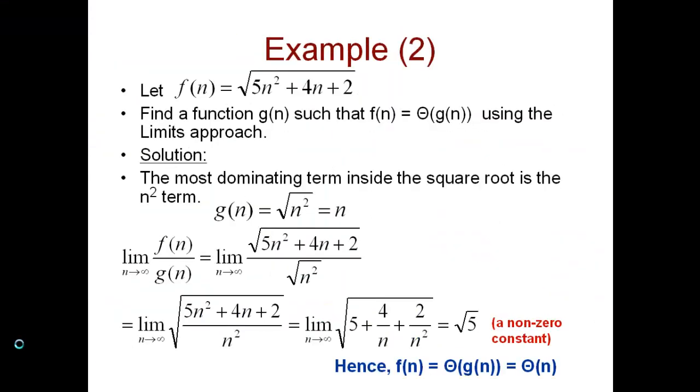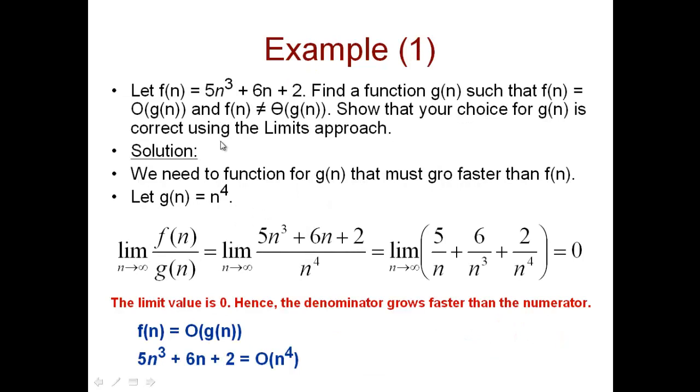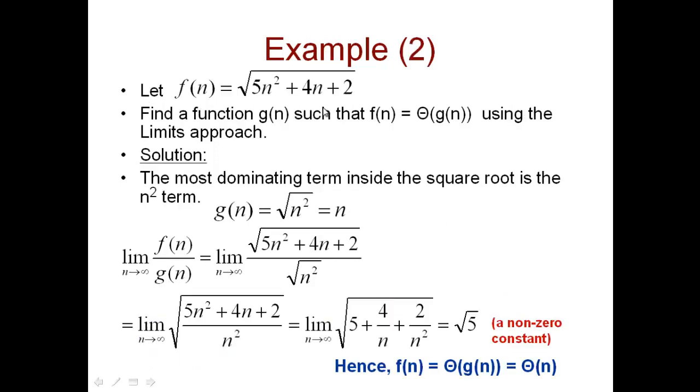I have two examples. Let us take f of n to be the square root of 5n squared plus 4n plus 2. Now I want to find a function g of n such that f of n is theta of g of n using the limit approach. We have to read the question carefully and find out what is being asked. In the first example, we had to find a function g of n such that f of n is only big O of g of n and not theta of g of n.